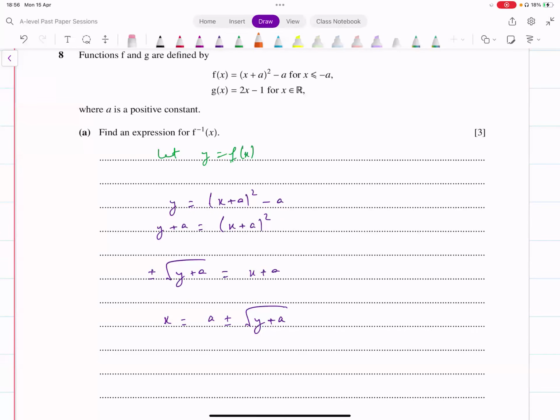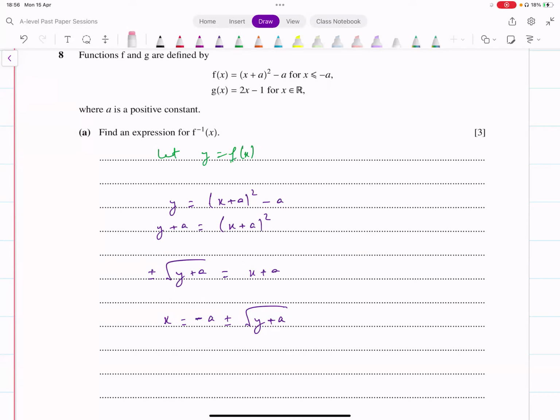Now we need to decide whether to use plus here or minus here. We can only choose one of them, right? We can either choose plus or minus. Now, which one do we choose here? We need to decide that using the domain that we're given. I'm sorry, this is minus a here. When a goes to the other side, it has to be minus a.